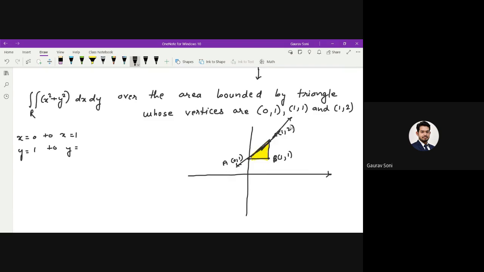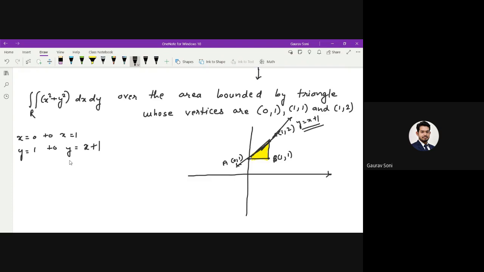Or the equation of the line, if I have to write it down, is y equal to x plus 1. Okay, this is the equation of the line. So y is running from 1 to y equal to x plus 1. Now we have done this roughly.